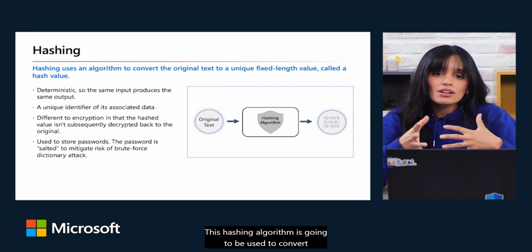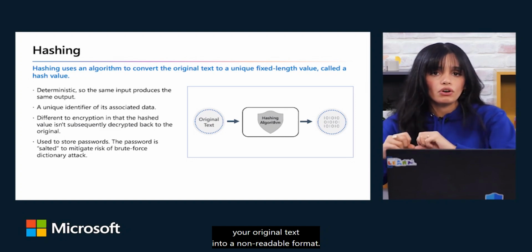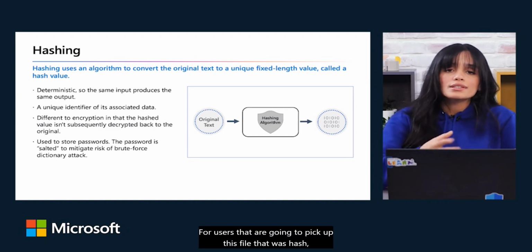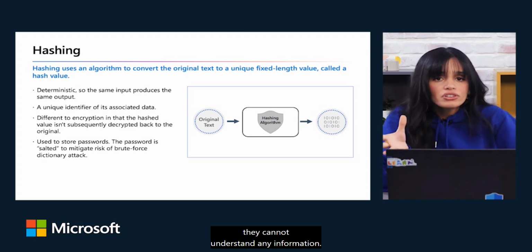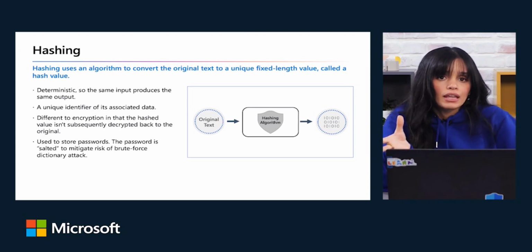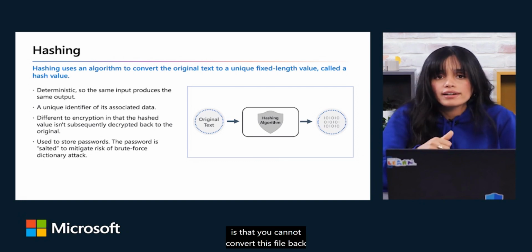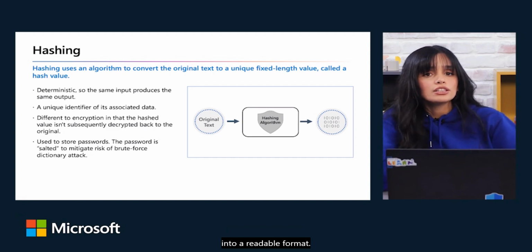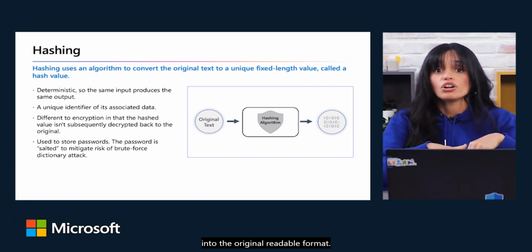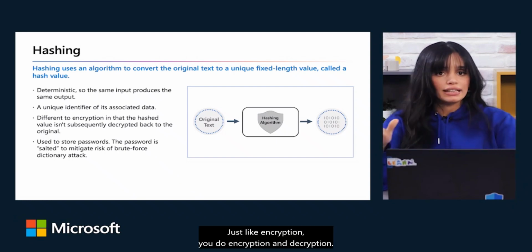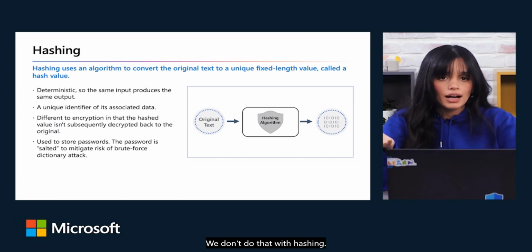This hashing algorithm is going to be used to convert your original text into a non-readable format. For users that pick up this hashed file, they cannot understand any information. The key difference between this and encryption is that you cannot convert this file back into a readable format. Hashing is not designed to convert it back into the original readable format. Just like encryption, you do encryption and decryption. We don't do that with hashing.